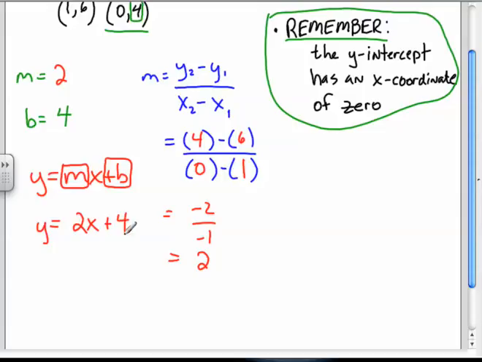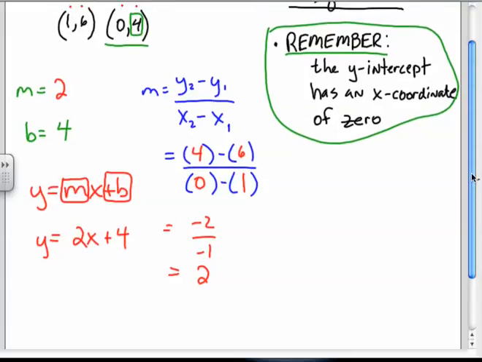So the equation of the line that goes through these 2 points, that is the points 1, 6, right, and 0, 4, the equation of that line is y equals 2x plus 4. Whoa, that's kind of crazy looking. Why don't I just do this? There. And that's our answer. That is the equation of the line that goes through those 2 points.